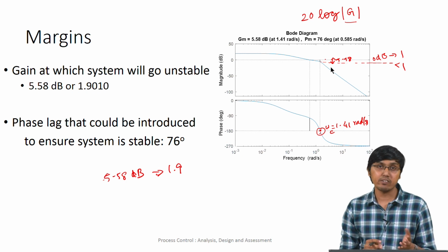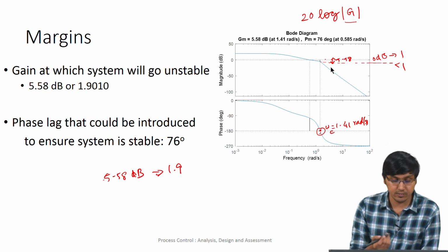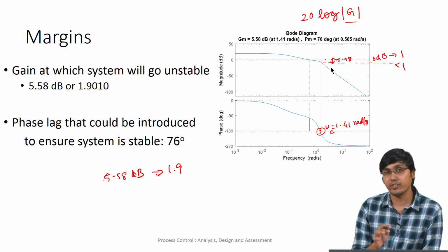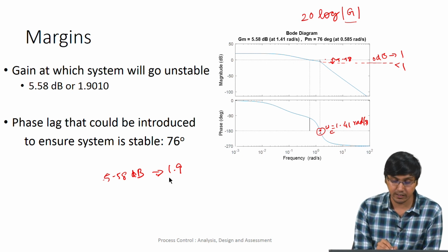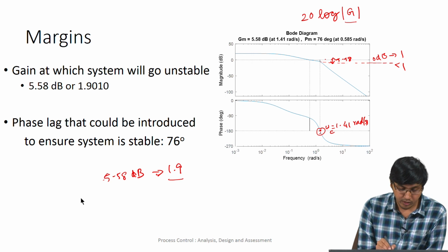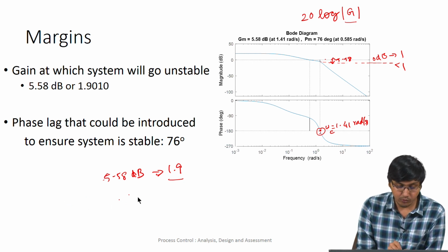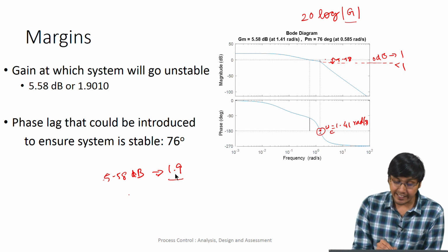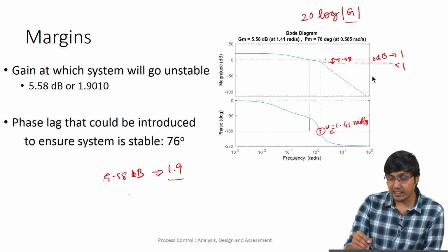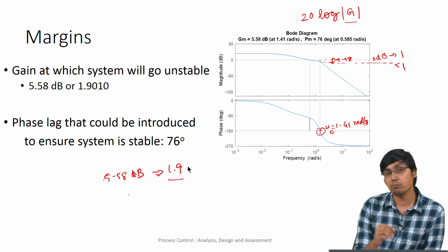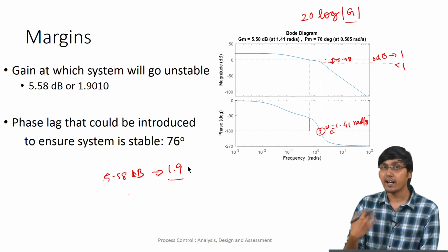For the same system, all the methods will give the same values. Methods may differ, but the values are the same. So you can use any method you feel comfortable with to find this ultimate gain. So 5.58 dB is 1.9. Why? Because 20 log 1.9 is 5.58, you can check this. Basically, if I multiply the system with a gain of 1.9, then the system becomes unstable.